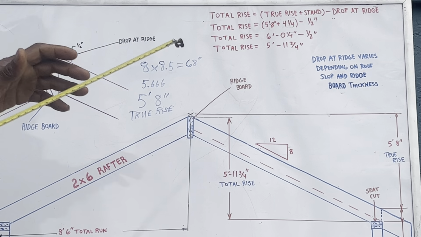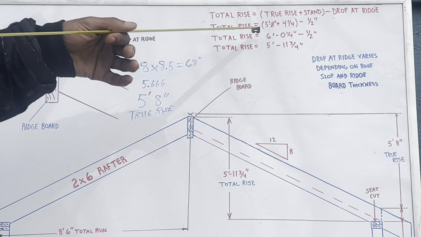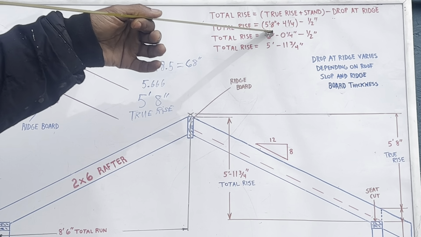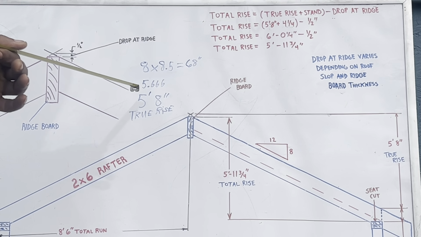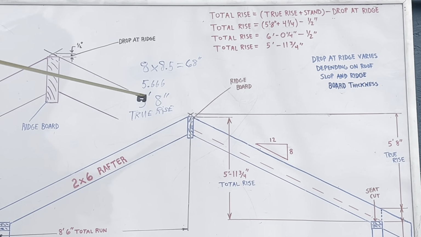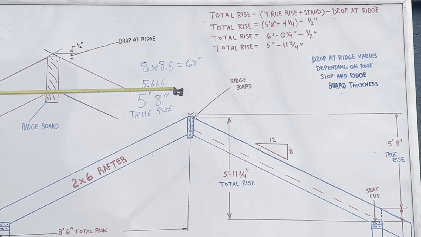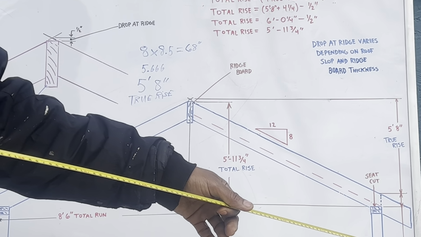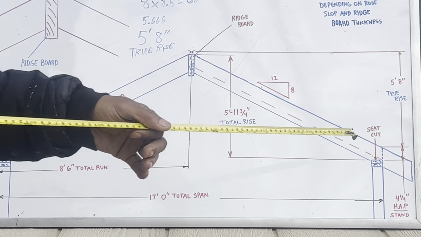Okay, I'm gonna talk about the drop at ridge in a minute. So here we go, total rise. Now we know our true rise is 5 foot 8 inches. We just calculated that. We put that in there, plus the stand. The stand is your height above plate. Look right down here. It says 4 1/4 inches. Look at my dimensions right here.